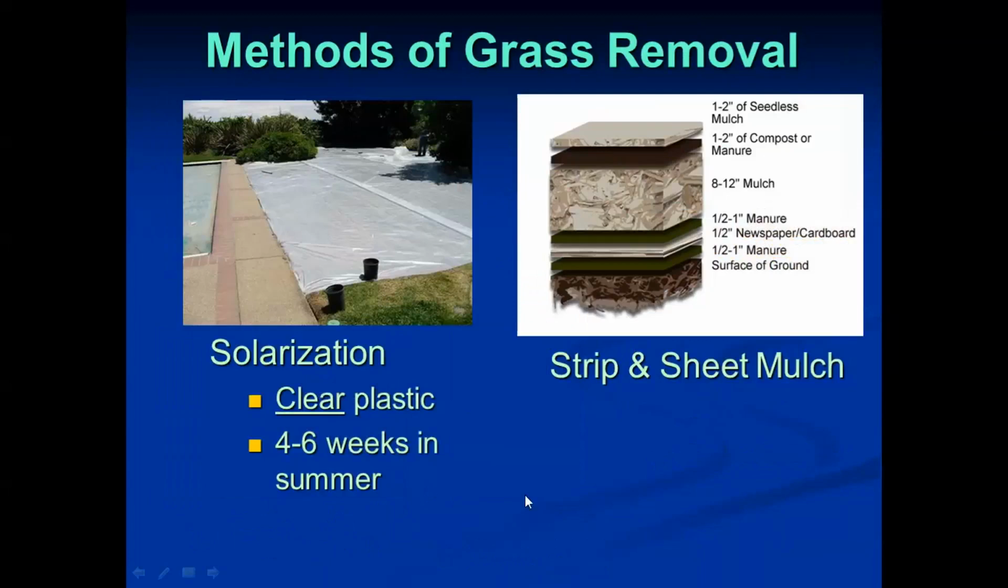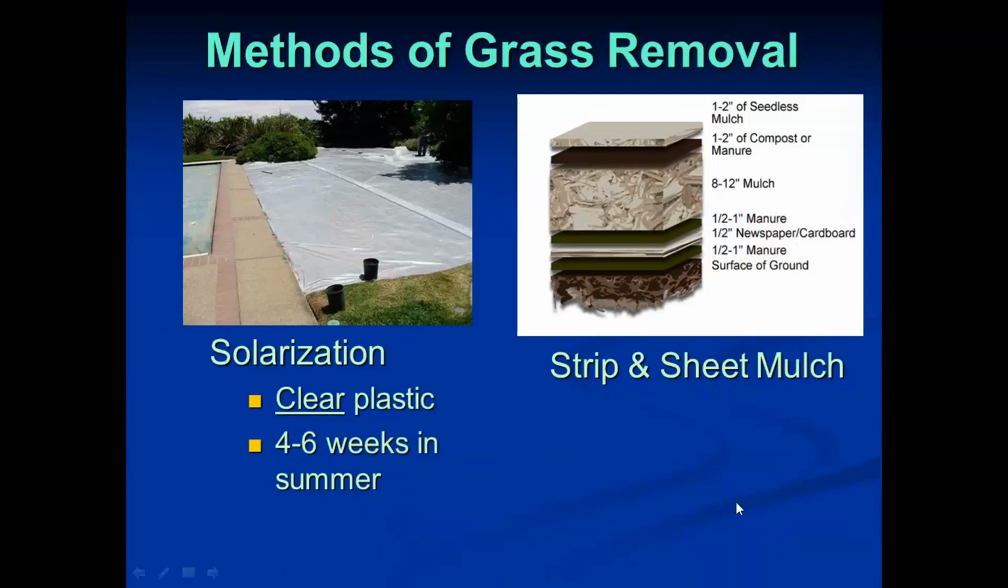If you want to try the solarization, I don't think you'd be successful at this point in the year, because we're past the intense summer heat, and that's what we need in order to kill both the above and below ground parts of the Bermuda. But how you do it is you stretch clear plastic, not black, but clear plastic over the area, and you leave it in place for 4 to 6 weeks in the summertime.